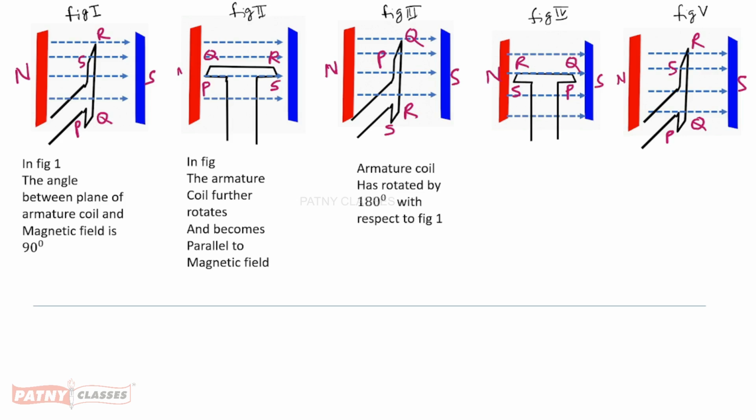In the third figure, the armature coil has rotated a further 90 degrees. With respect to figure 1, it has rotated 180 degrees. Now the side PQ has gone up and RS has come down. In figure 4, the armature coil has rotated a further 90 degrees, that is 270 degrees with respect to figure 1. In the last figure, the armature coil comes back to its original position. The armature coil has completed one rotation, that is, it has completed 360 degrees of rotation.